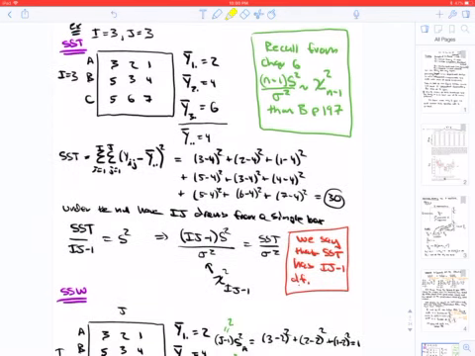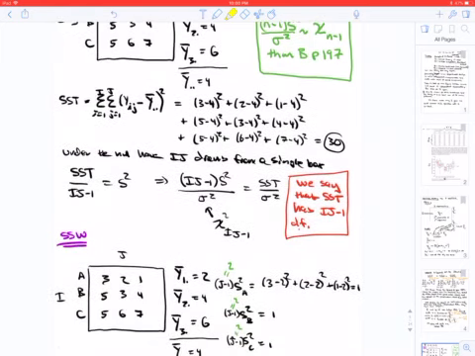So the sum of squares total, that is each of your data elements minus the overall mean quantity squared, summed over all of your data, turns out to be 30 here. And furthermore, the sum of squares total has degrees of freedom IJ minus 1.